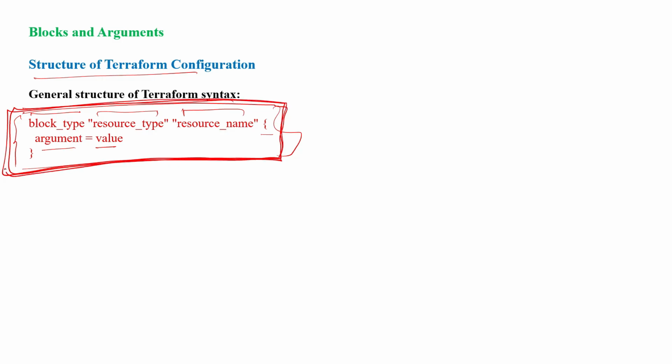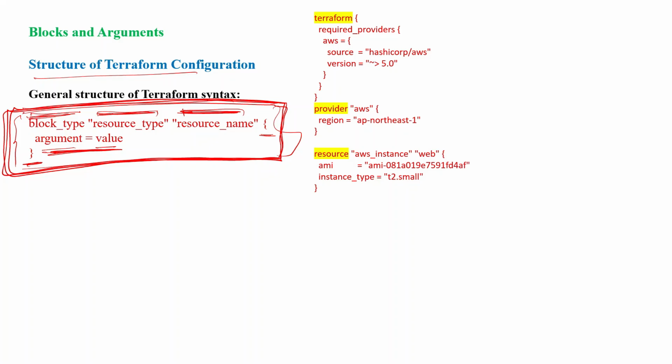So you have to understand this block properly. What is the meaning of block type here? What is the meaning of resource type? What is the meaning of resource name? And then arguments and values. And this block has to be within the curly brackets. Now, as I was saying, we have seen this code earlier in the previous session, when we initialized Terraform. There we gave a block with the name Terraform, and inside it we defined required_providers, AWS, and then we gave the source and the version.